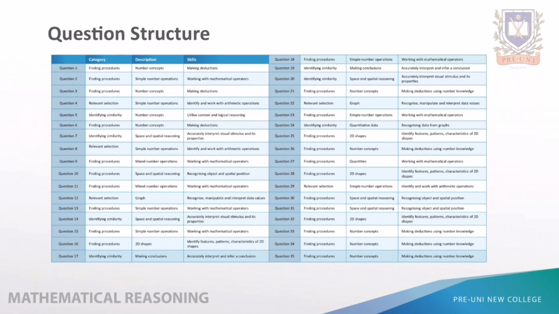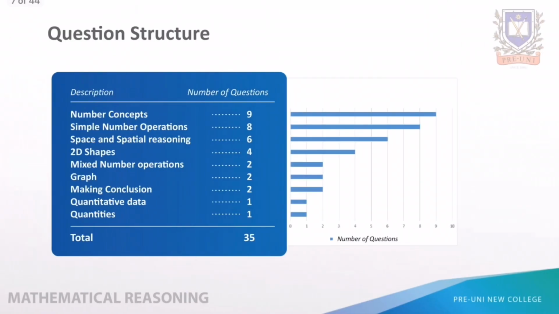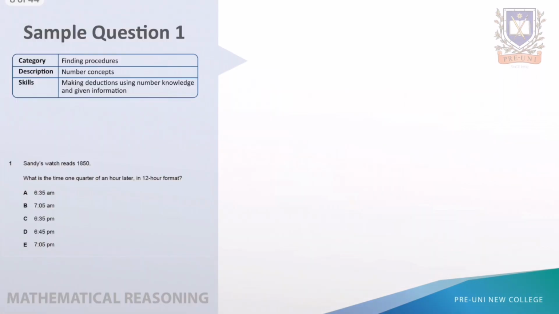In terms of the question categories, as seen in the sample paper, you can see here that there is a majority of finding procedure questions, as well as some relevant selection and identifying similarities. We can also see that there is a focus more on number concepts, simple number operations, and space and spatial reasoning. One thing to note is that the questions that appear in the sample tests are not all too different from what students have seen in the STTC. And we can see this when we go through the sample questions.